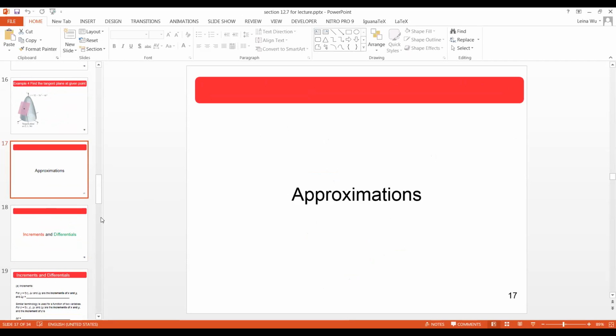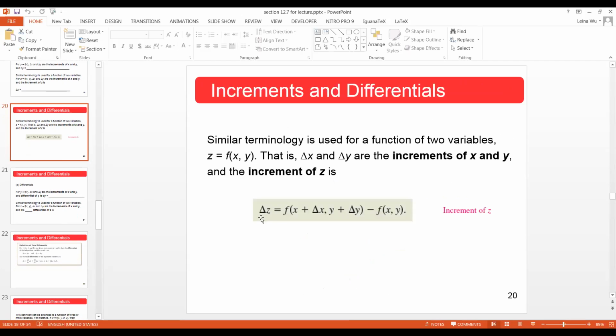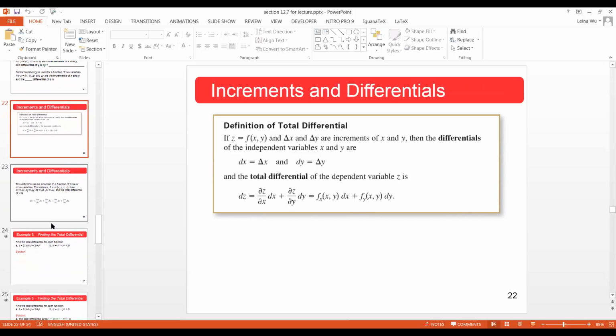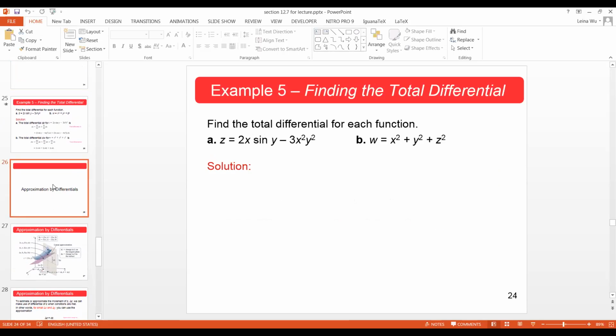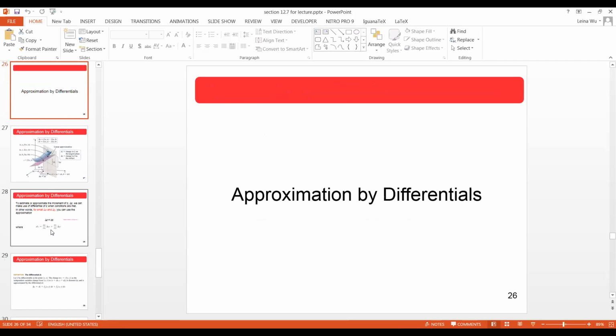And then we started to talk about differentials. Differential is used for approximation, so it's different from increment. Increment is the exact change of the independent and dependent variables, while differential is the value you compute from the derivatives. Differential of z would be partial z over partial x times dx, plus partial z over partial y times dy. You can use differentials to approximate the increments when the changes of x and y are relatively small.